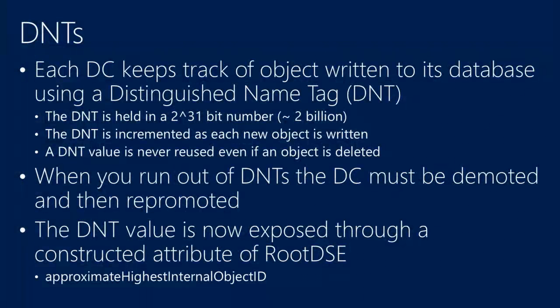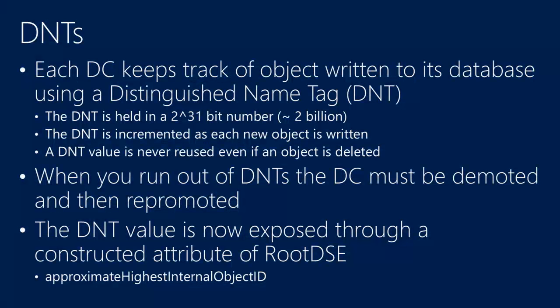Exhaustible resources: we have DNTs in the database. Every time you add something to the database, the DNT goes up and up. You can add something, delete it, add some more things, and that DNT can get very large. You've never been able to know what the current value of it is. Now you can actually see it. It's an attribute that is exposed called the approximate highest internal object ID.